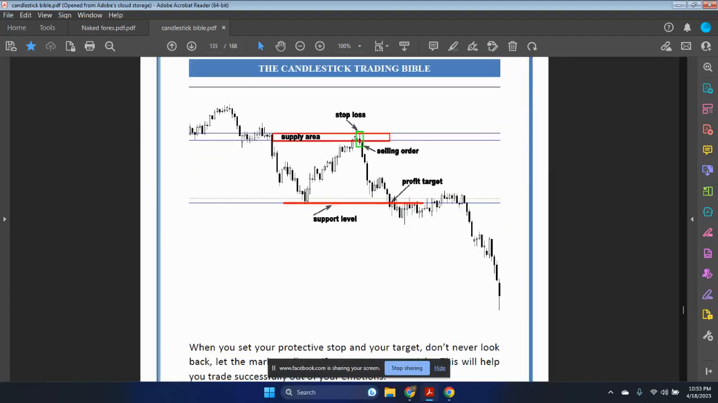Okay. Supply area. Bearish engulfing was formed. Put your stop loss above that engulfing bar, and the selling order is right after that bearish engulfing. I'm sorry, I keep saying bullish, bearish engulfing. Profit was at the next support level. All right, and then that support became resistance again, and you could have had a second opportunity to get in, but we ain't gonna talk about that.